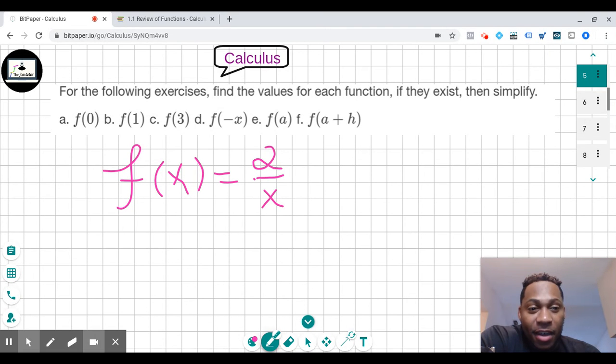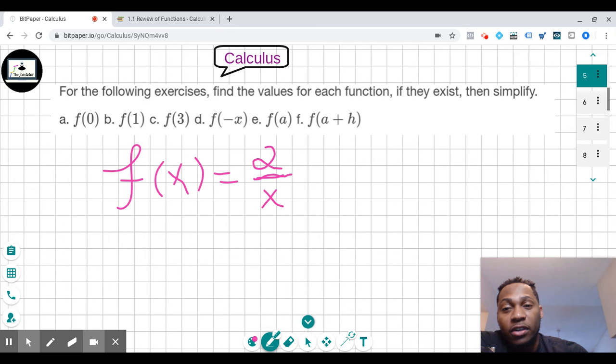Welcome back to another episode of Calculus. Today we're evaluating a function at specific values. First of all, we're going to evaluate the function at the values that they give us here, if they exist, and that's about it. We have about six different values we're going to evaluate the function at, and the function is f of x equals 2 over x.